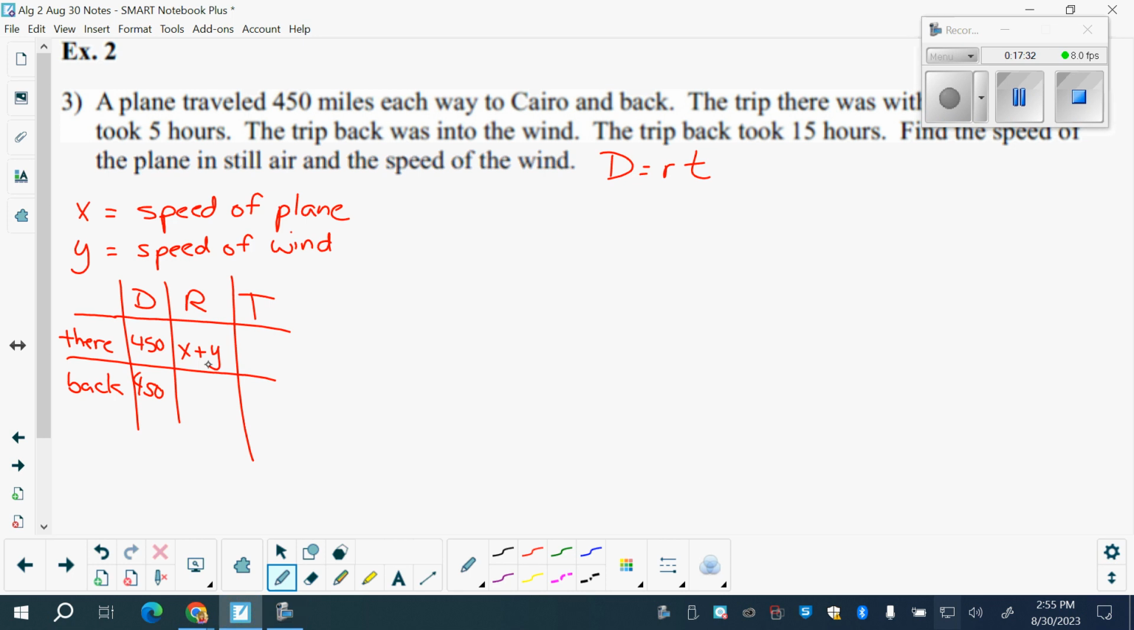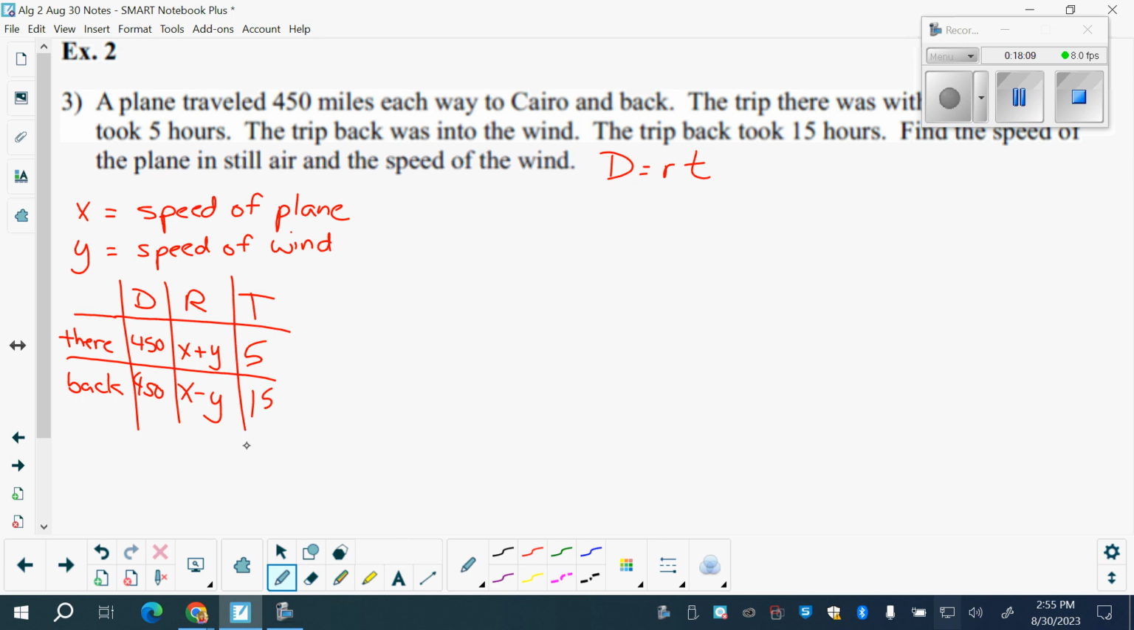Does that make sense? When you're going with the wind, that makes you go faster, so you add the speed of the wind to the regular speed. Then on the way back, since it's into the wind, it would be x minus y. And then the time on the way there is 5 hours, and the way back 15.